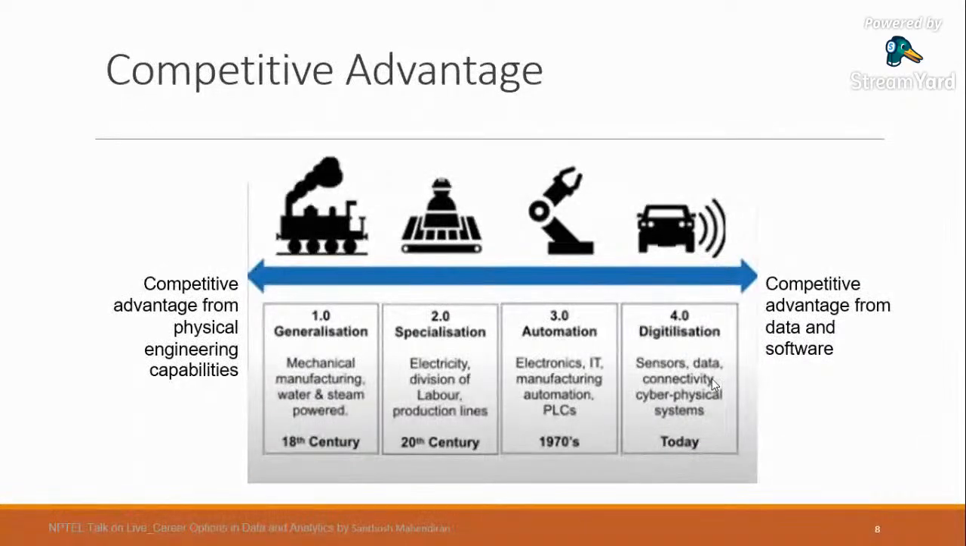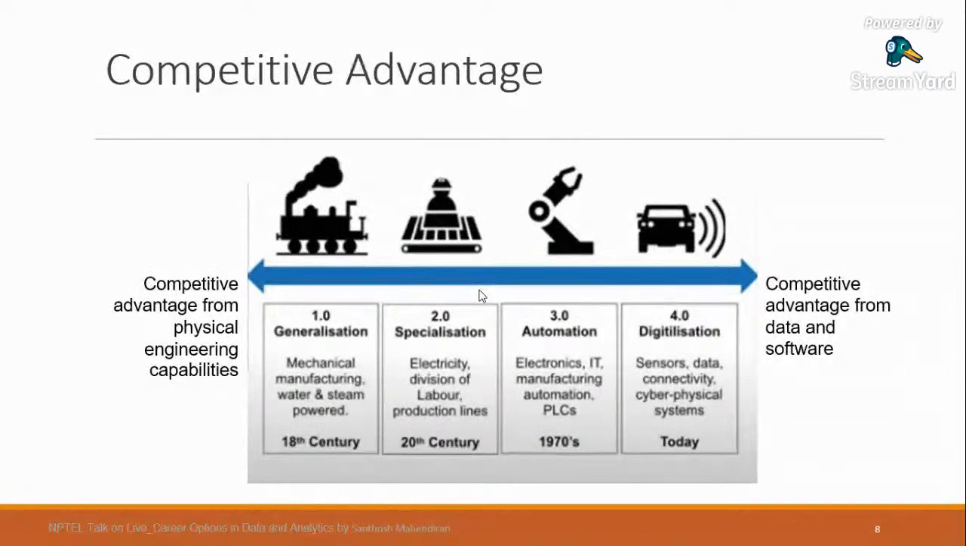So if you see these things, in that era the competitive advantage was coming from physical engineering and the labor capabilities. Then we moved to other eras like production lines and electricity, where we had automated machines, and those machines were doing our work. A few years back we had automation, with electronics, robots, and IT manufacturing. But these were only the electronic form of devices; they were not doing any analysis, they were not smart.